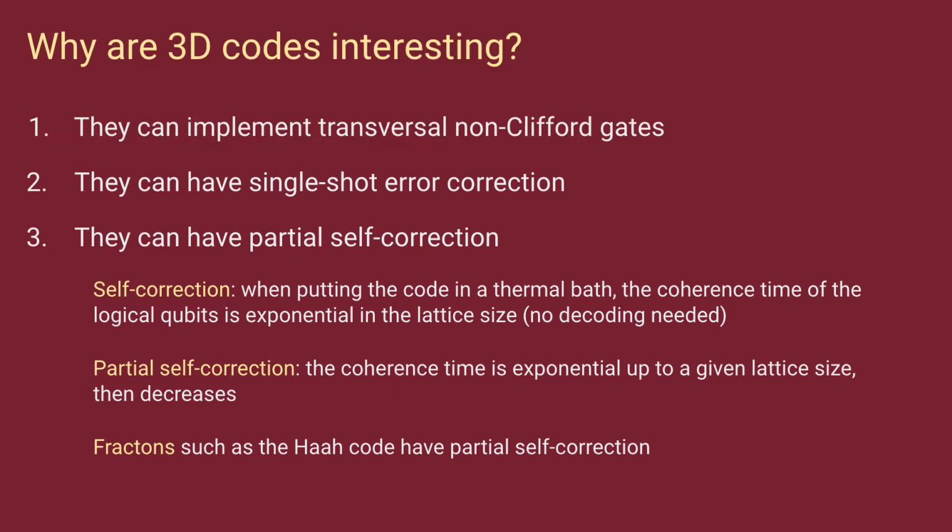What is the connection? I don't see this. What is the connection between single shot error correction and self correction? Yeah, there is a connection, which is that if you have single shot, it means that you have a syndrome that grows here. Of course. And then you get the coherence time that's exponential in the lattice size. I understand. Exactly. So that would be an intuition for the 4D toric code, for instance. But it's not a necessary condition.